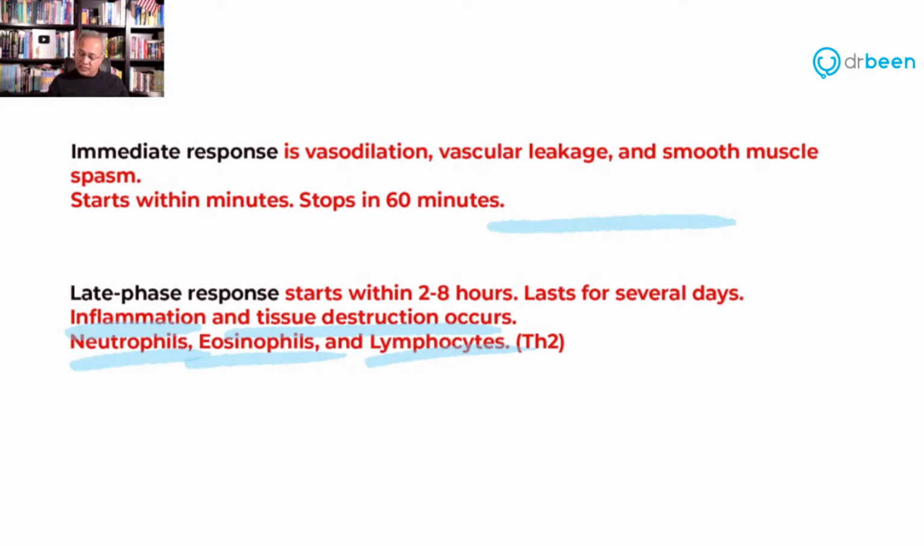So this is the discussion. What is the clinical outcome of all of this? The clinical outcome really depends where the attack is, where the exposure is. It could be a localized attack or it could be a systemic attack.